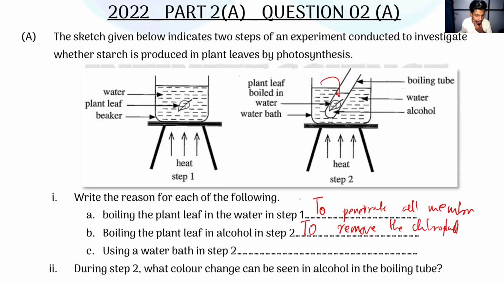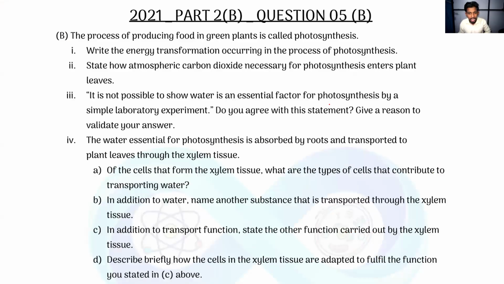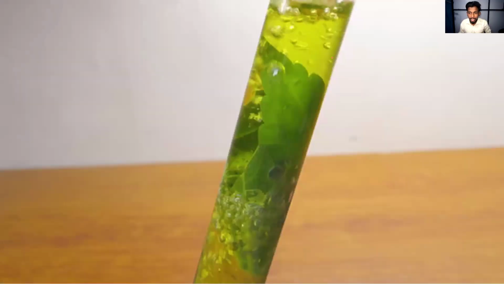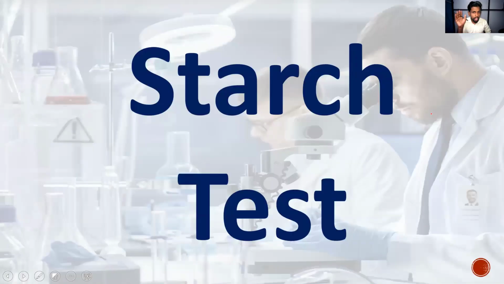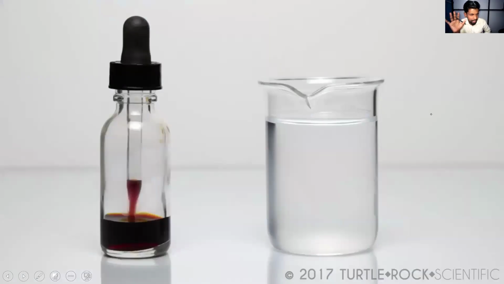And the last one, using the water bath. Instead of heating the test tube directly by the flame, we are using the hot water. I already said that. Because alcohol is highly flammable. And what could be the color of the alcohol? The alcohol will be green in color. Okay. Now I hope that you have got the idea regarding this practical, and we have done the question.